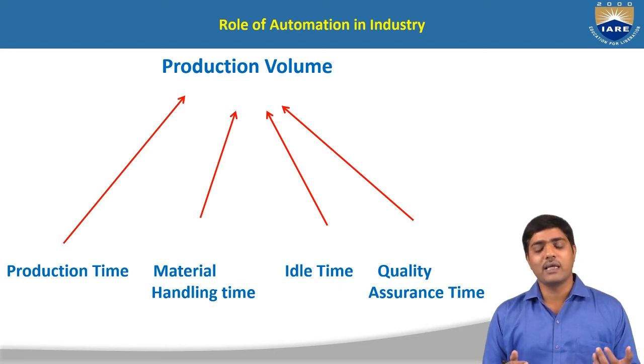Here the materials are handled by the machinery automatically. And idle time: you can reduce the idle time. Why? Because all this machinery can work 24/7 if there are no errors in the process. And quality assurance time. This is very, very important.